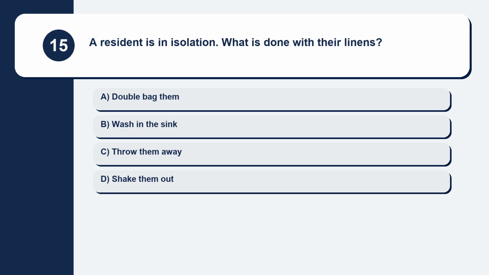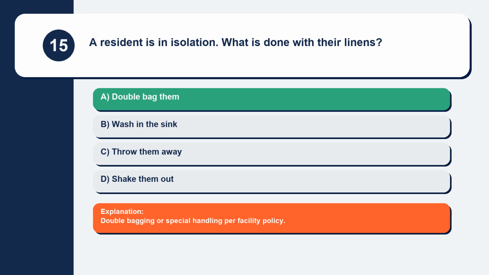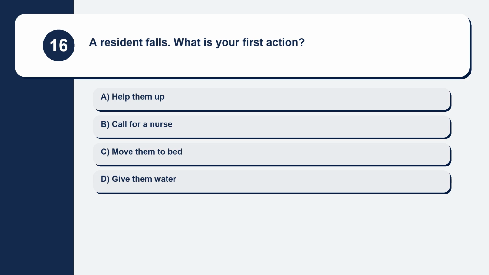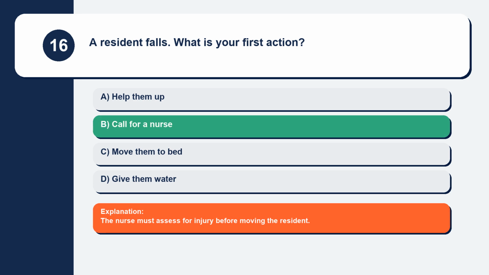Question 15. A resident is in isolation. What is done with their linens? Double bag them, wash in the sink, throw them away, shake them out. Double bagging or special handling per facility policy. Question 16. A resident falls. What is your first action? Help them up, call for a nurse, move them to bed, give them water. The nurse must assess for injury before moving the resident.